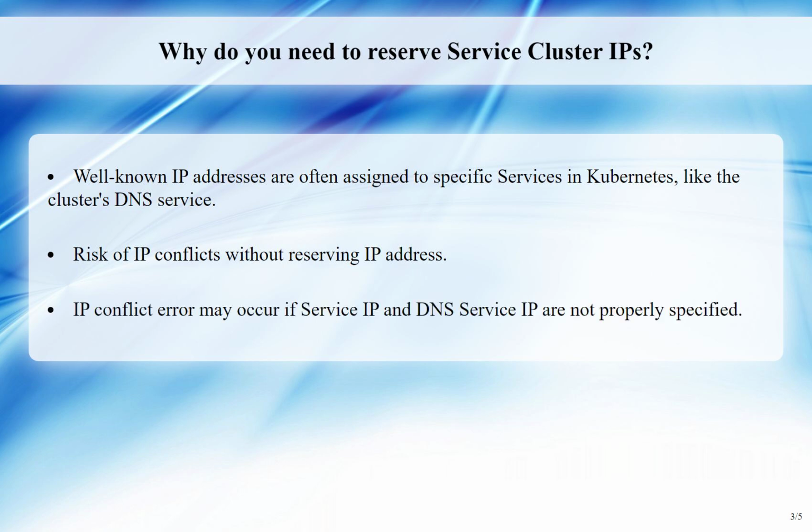For example, if the service IP range is set to 10.96.0.0/16 and you want the DNS service IP to be 10.96.0.10, there is a chance that this IP address could be allocated to another service, resulting in a conflict error when creating the DNS service.